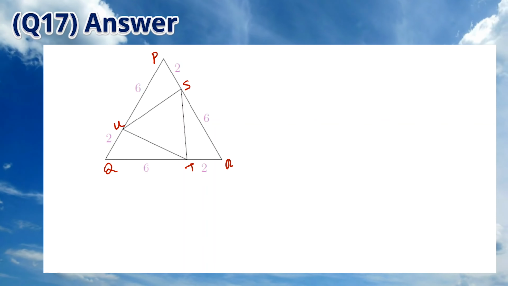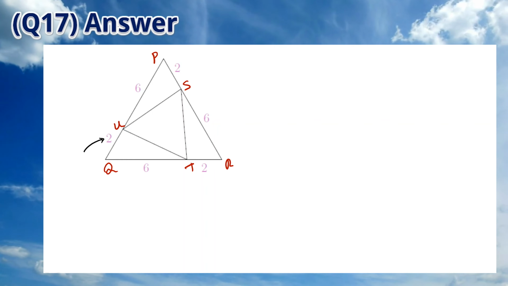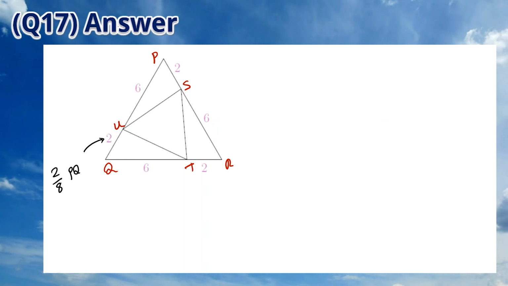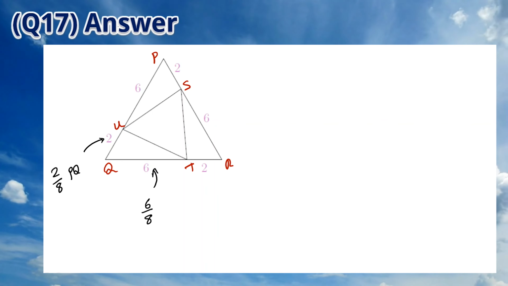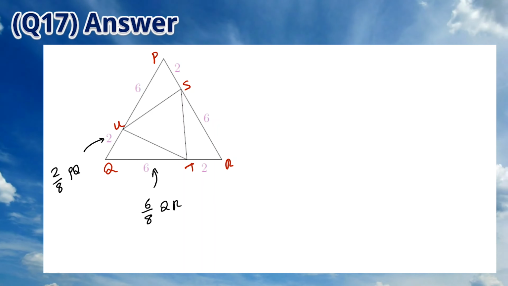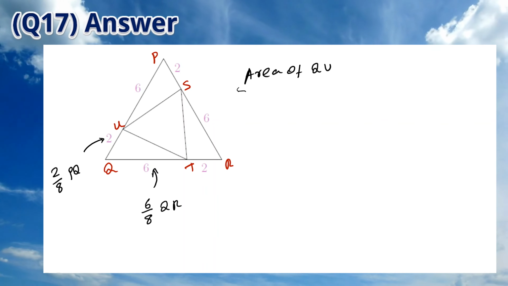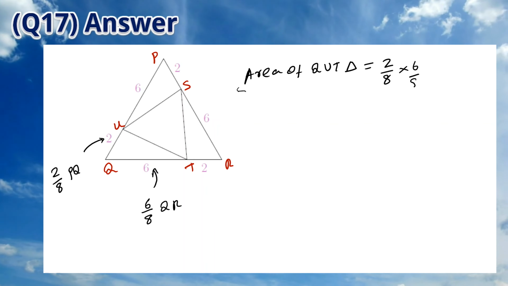We can label the triangle as per the diagram. The length of QU is 2/8 of the length of PQ. The length of QT is 6/8 of the length of QR. Using this information, we can find the area of the triangle QUT as a fraction of the triangle PQR.